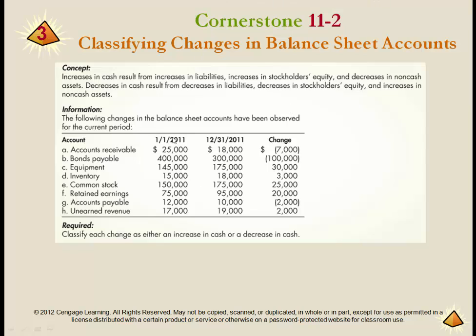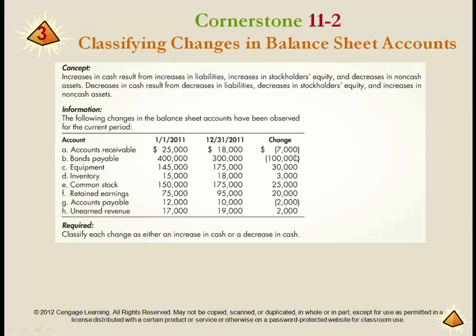And we're looking at it between 2011, the beginning of the year and the end of the year. So for example, let's look at this top one. Accounts receivable went down $7,000. So that means really even though this is a minus here, it's a source of cash in your statement of cash flows, because it would be an add, because you had $7,000 more that came in from your customers. So that's going to be a source of cash.